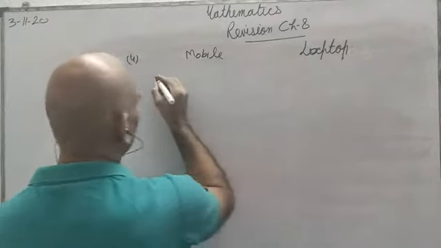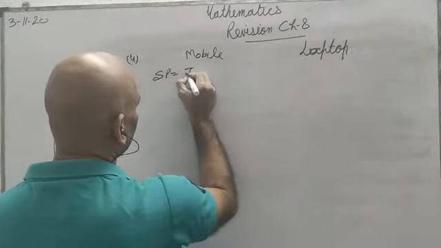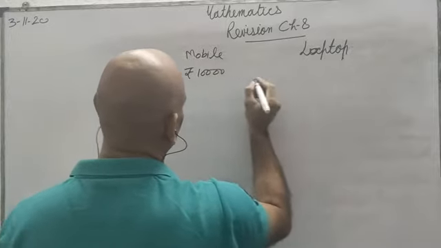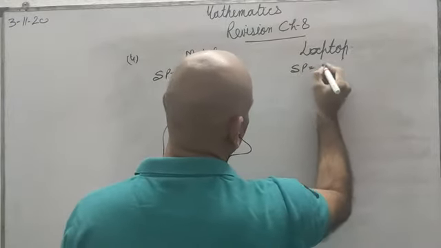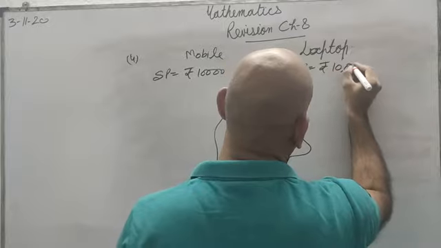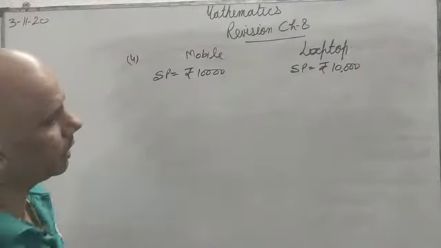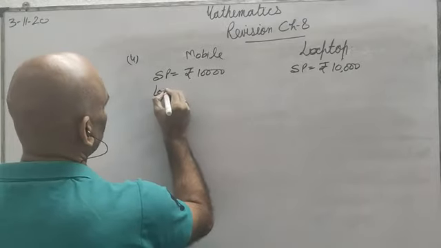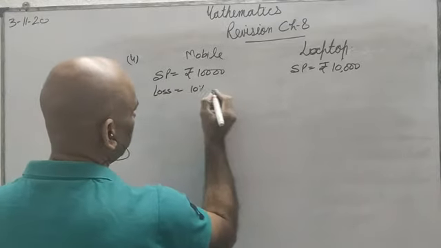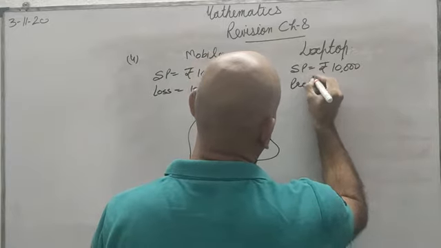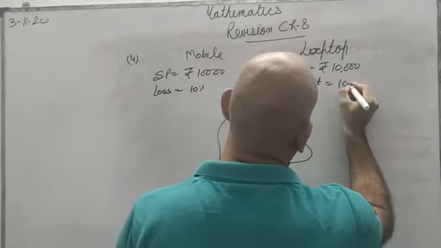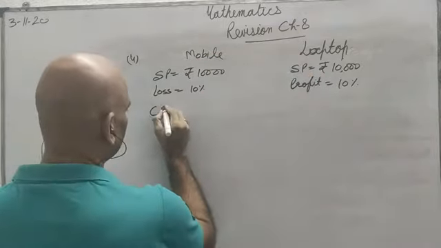What I got? Selling price is 10,000 in both the cases. Selling price is rupees 10,000. On mobile there is a loss of 10%. On laptop there is a profit of 10%. So loss 10%, profit also 10%. Let me calculate CP.